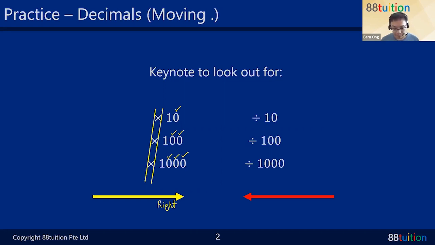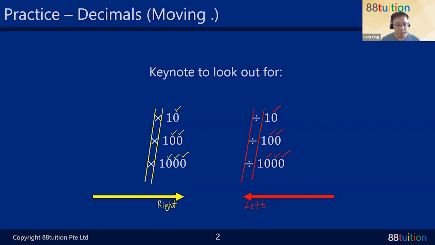Don't worry about that. For P3, P4, we only think about times and divide by 10, 100, 1000. And when we talk about division, every time you see this word division, it's moving to the left. Again, how many steps to move depends on the number of 0s. 1 zero means 1 step, 2 zeros means 2 steps, 3 zeros means 3 steps. Once again, in P3, P4, we only focus on times 10, divide by 10, times 100, divide by 100, times 1000, divide by 1000.